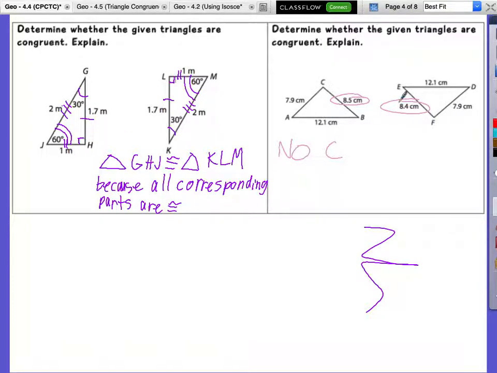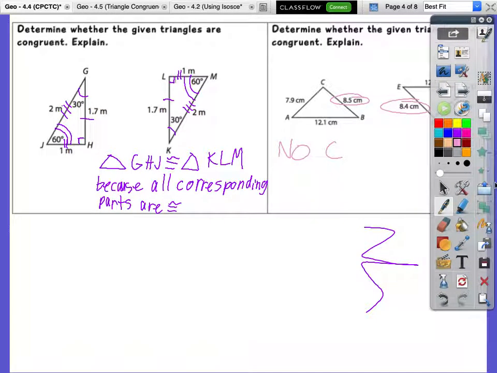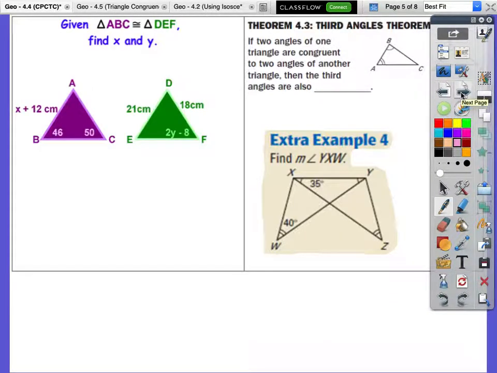That's what we were trying to point out. That was kind of fun. Okay, determine the given triangles that are congruent. Questions on this? Okay, we're gonna move on. So, next page.